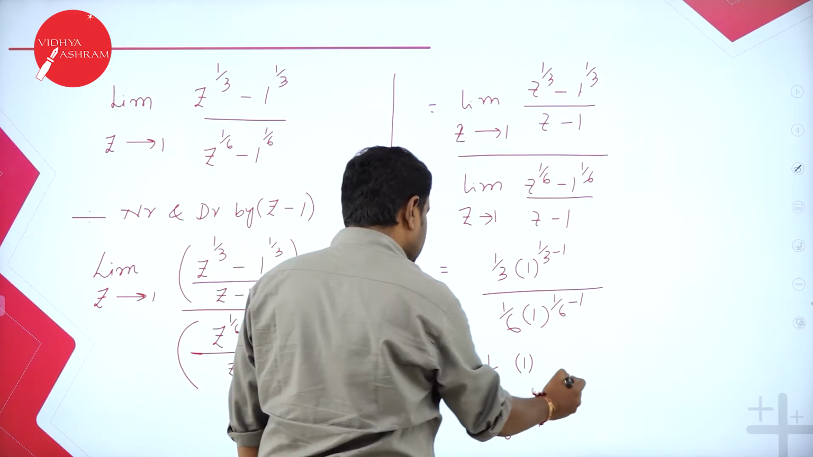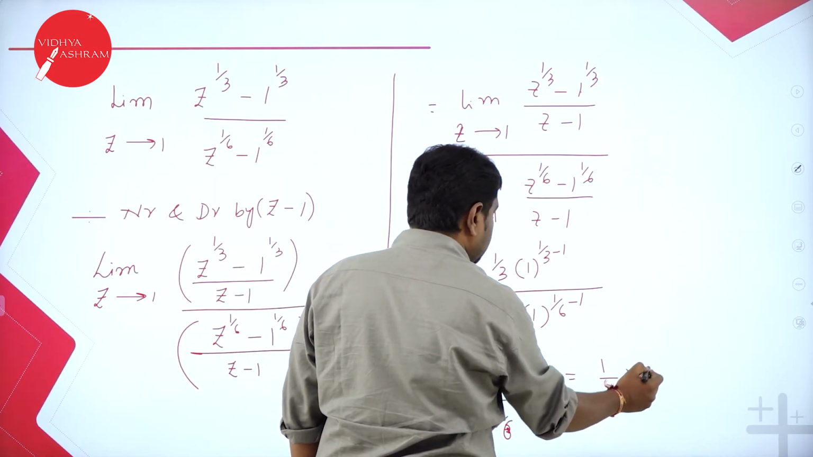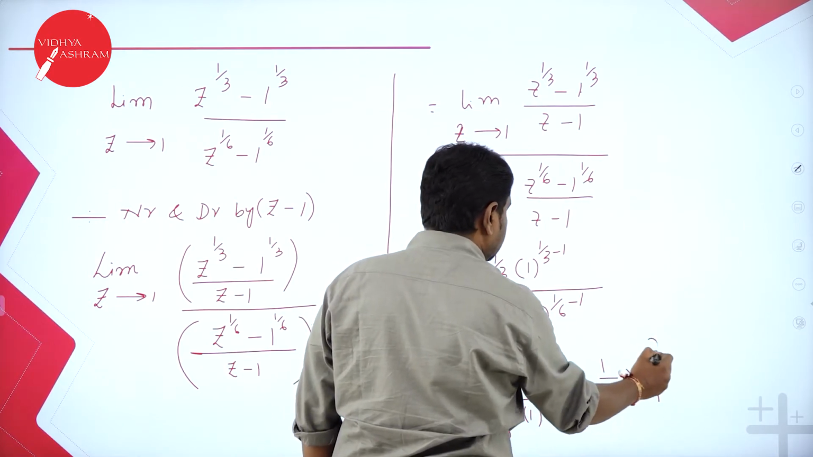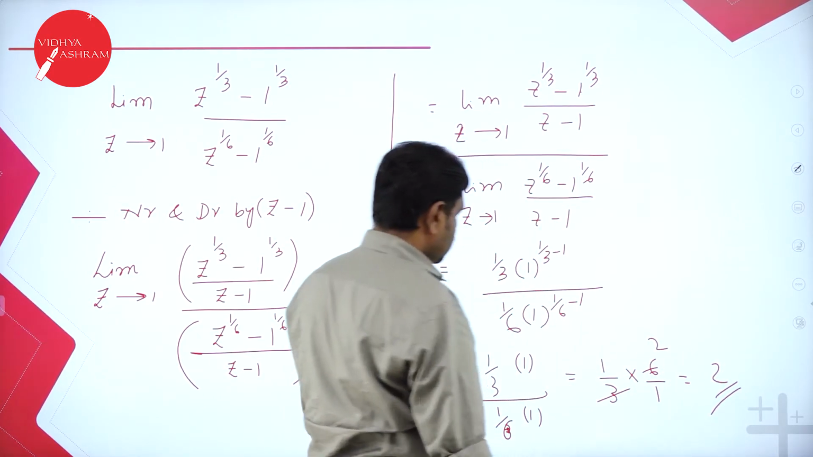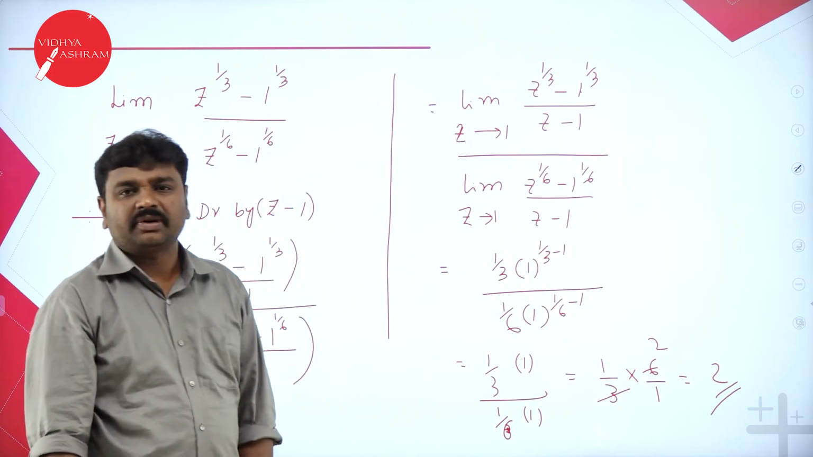Again, 1 power anything is 1. So it will become 1 by 3 by 1 by 6. I'll write 6 by 1. 3 ones are 3, twos are... the final answer is 2. So it goes numerator 1 by 6, it will become 6 by 1.